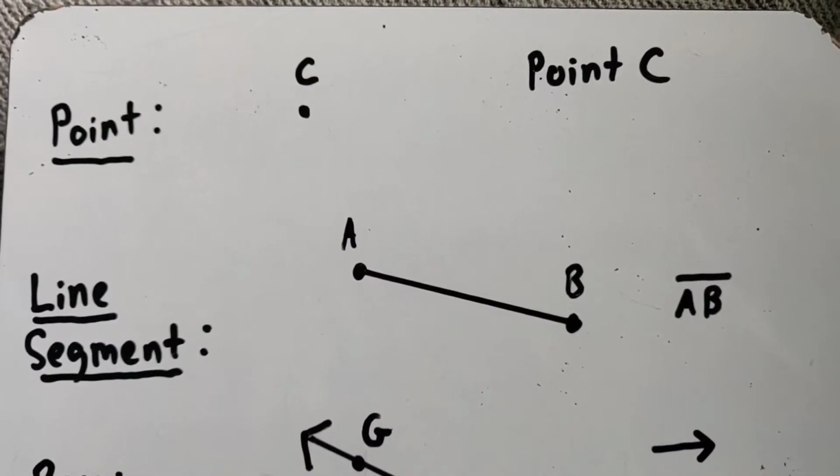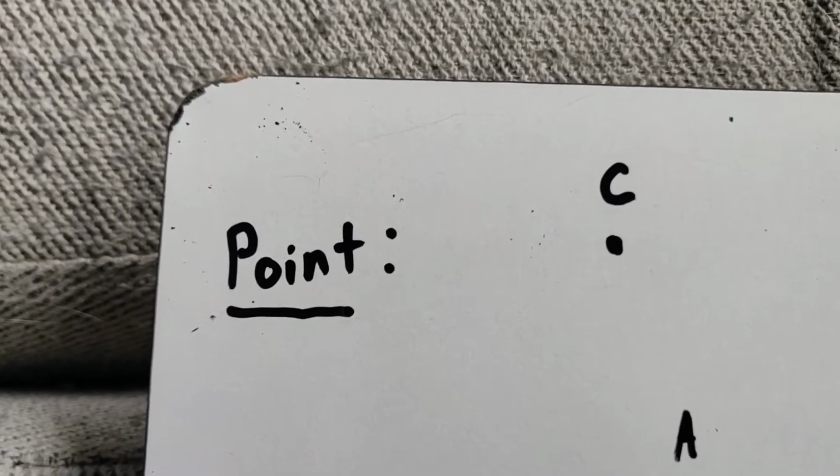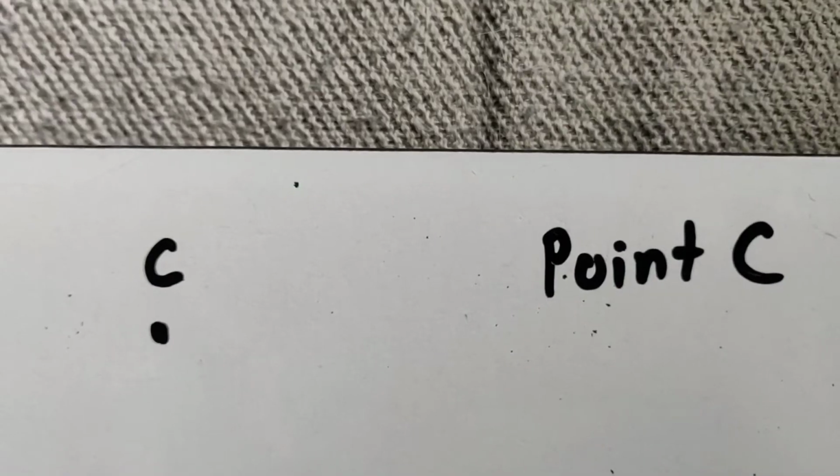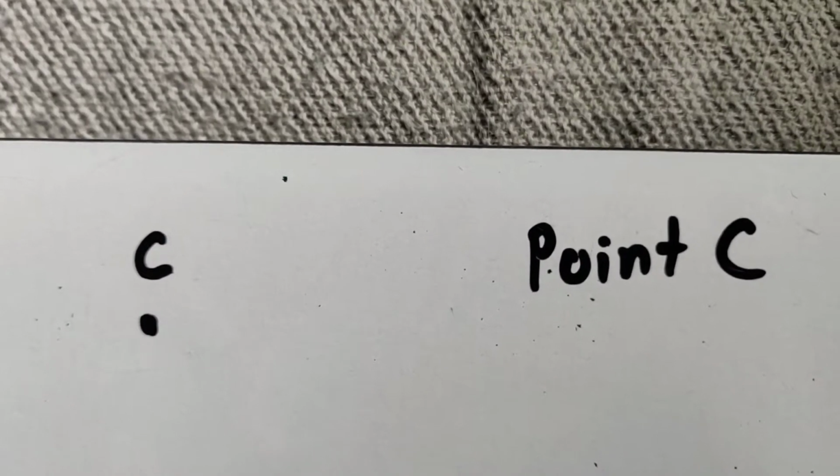Let's start with a quick review from last week. Last week we learned what a point was. We learned that a point shows location and that it has a name. So the point shown here would be named point C.